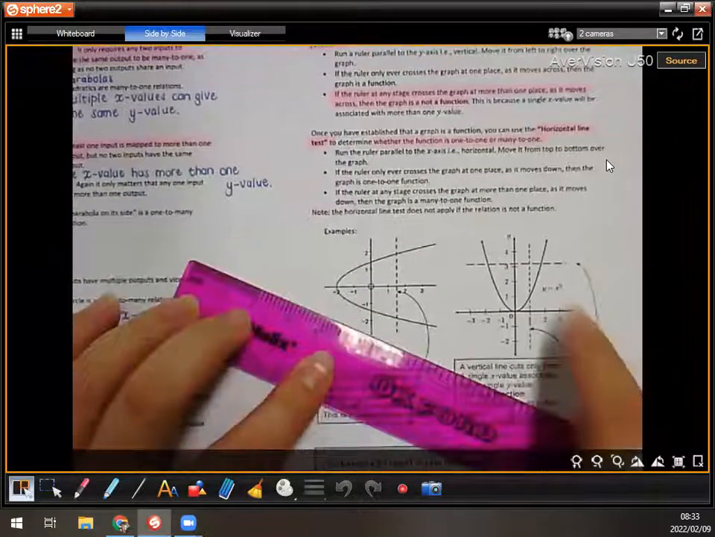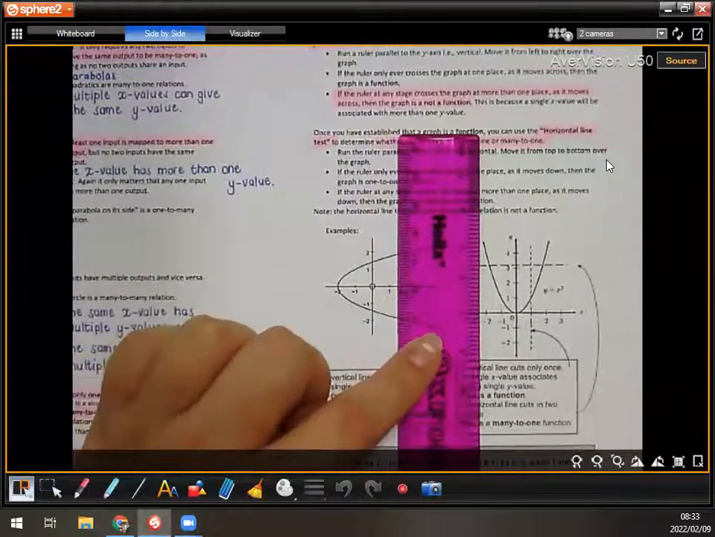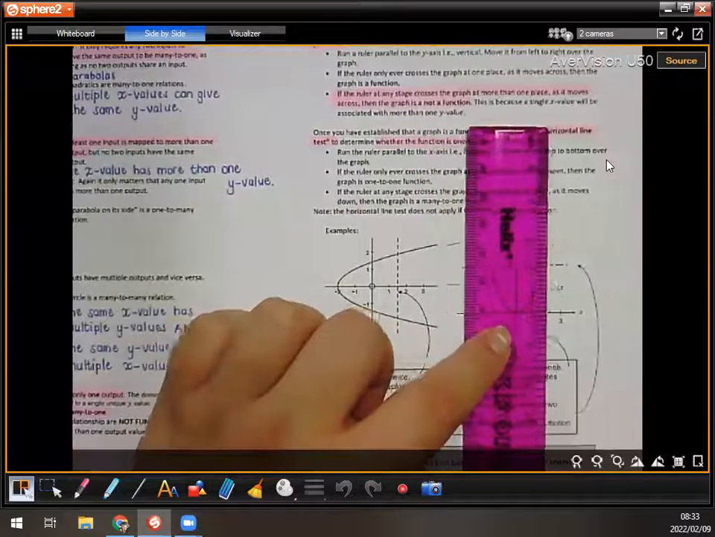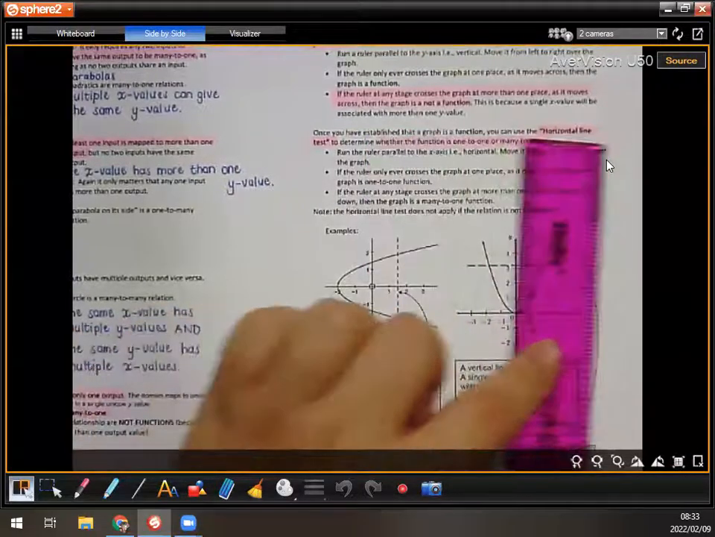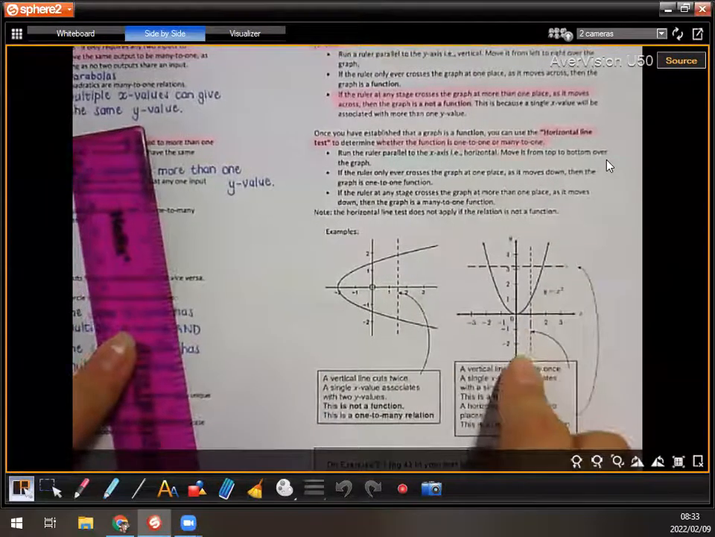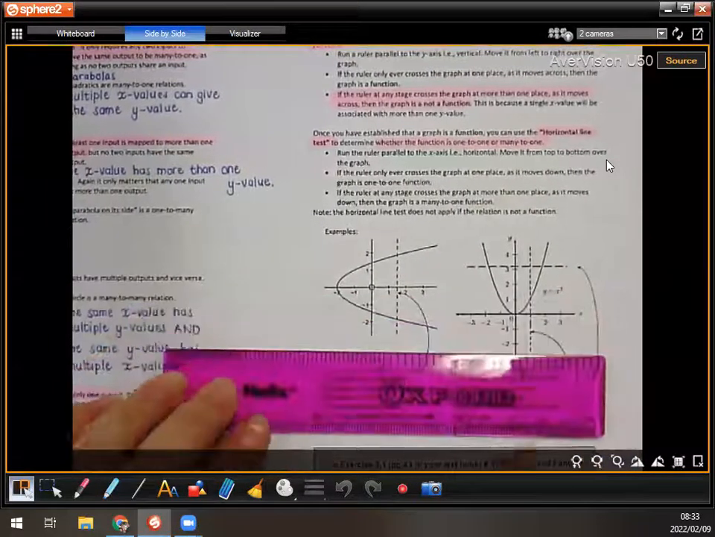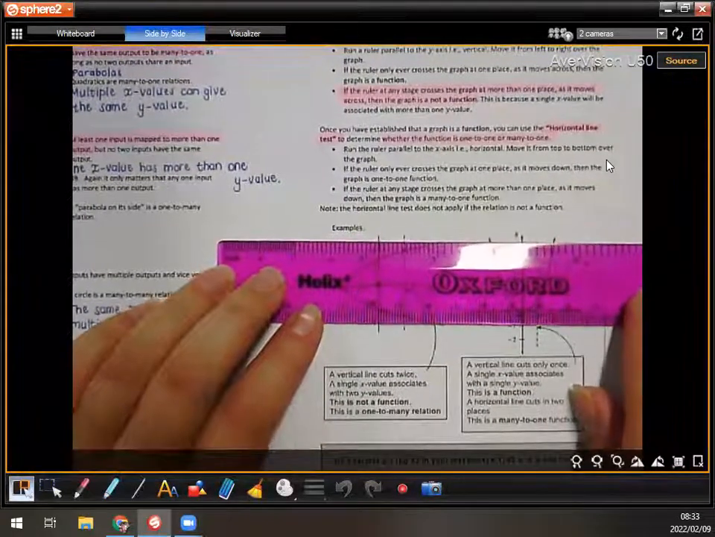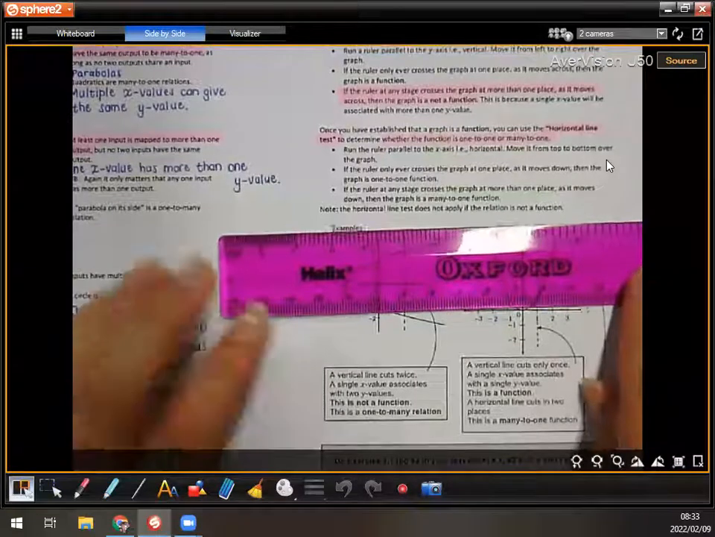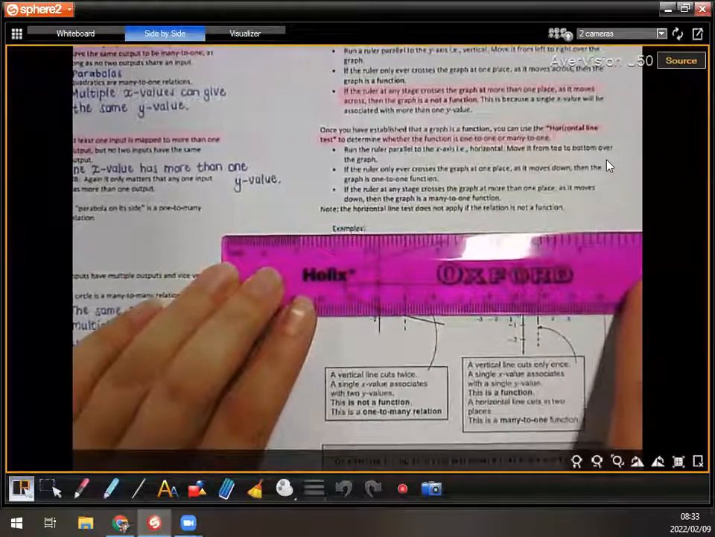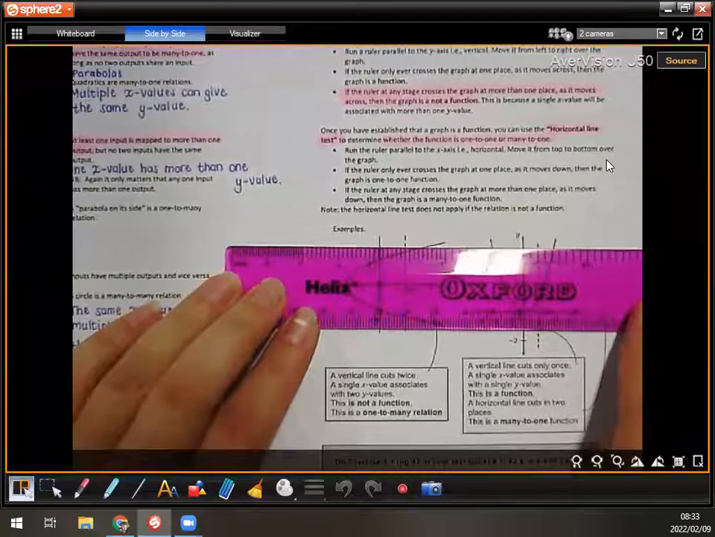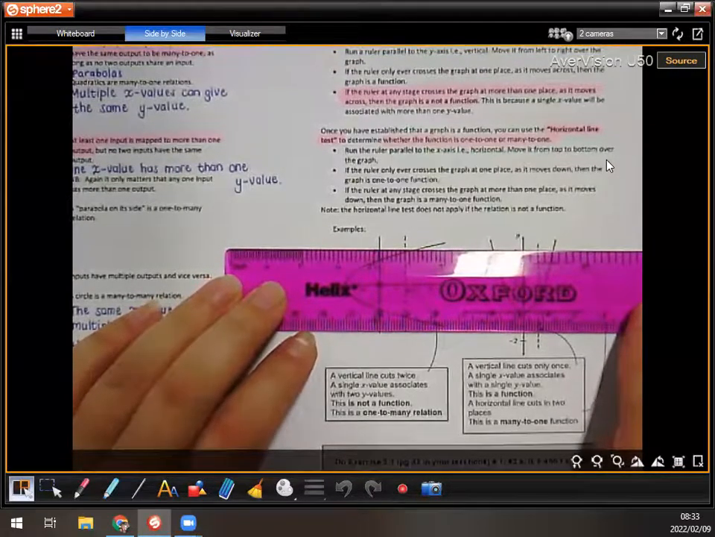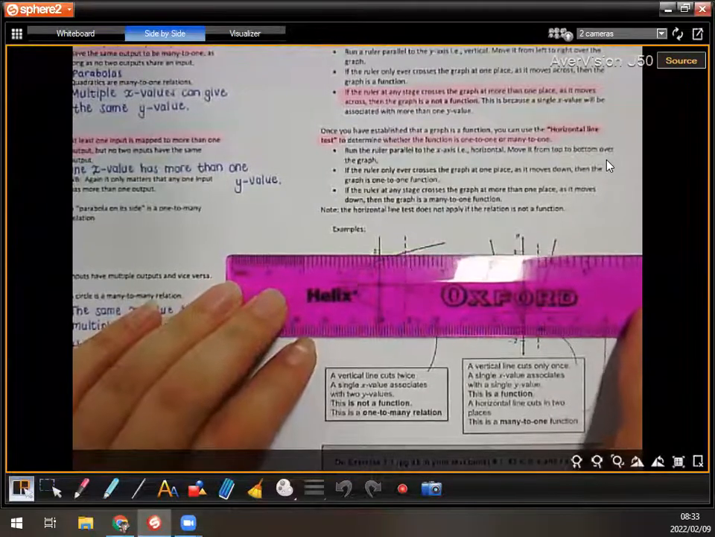This one would be a function, because as we are moving the ruler from left to right, do we see that the ruler only ever cuts the graph once? All right, so this is a function. So now we can turn our ruler so that it's lying horizontally. And now, if we are moving the ruler from the top down, do we see that this ruler is now cutting the graph more than once? That means that this is a many-to-one. If it cuts it more than once, it's a many-to-one.